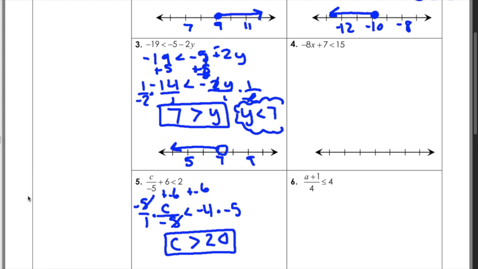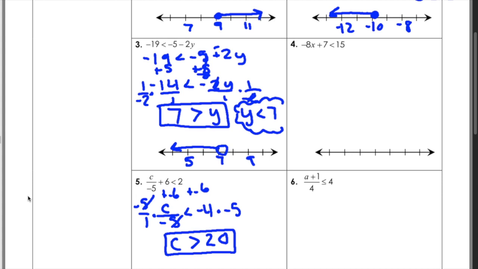So I'm going to plot 20 here, make this 22, make this 18. It is an open circle, and all the numbers that are greater are to the right. So we end up with c is greater than 20, open circle, arrow to the right.